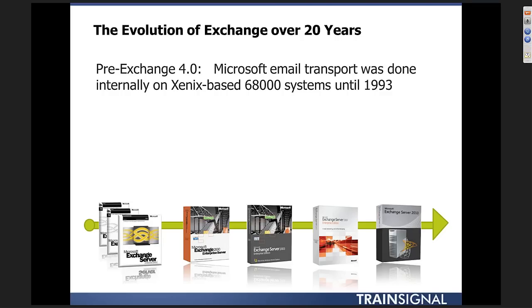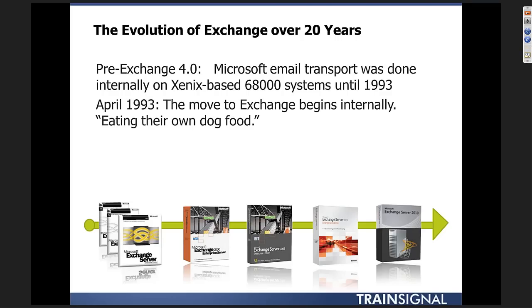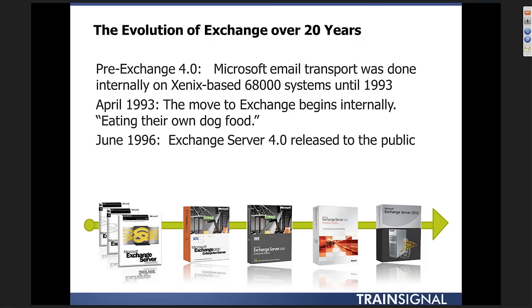That was until 1993. Then in April of 1993, the move to Exchange begins internally. They started using the expression eating their own dog food. It's kind of a gross expression if you ask me, but basically it means that they're not going to put something out that they're not going to deploy locally. So they always do that. They always deploy things locally first and grumble through it and fix their own problems before they release it to the world. And then in June of 1996, Exchange Server 4.0 was released to the public.